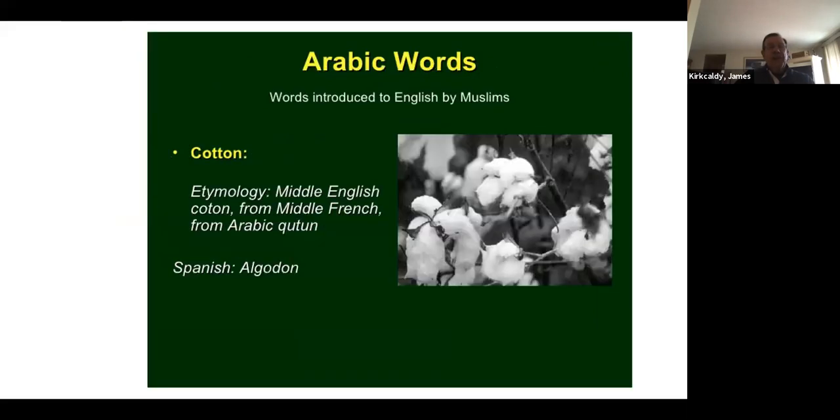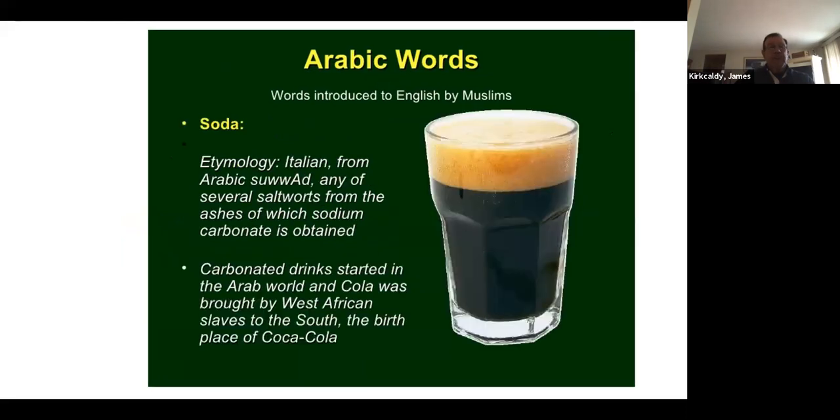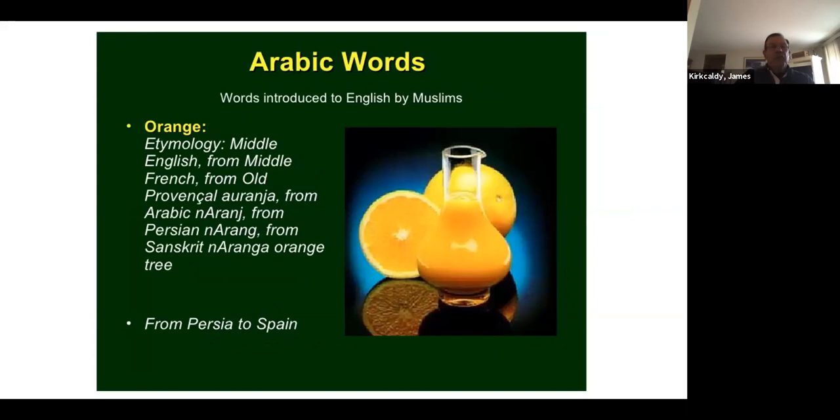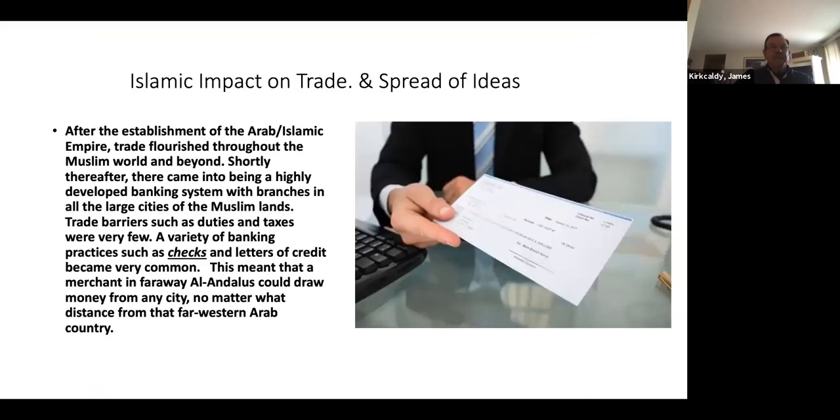Other Arab words, cotton. How about soda? Yeah, that's another Arab word for you. The carbonated drink started in the Arab world, and cola was brought by West African slaves to the South, the birthplace of Coca-Cola. Okay, so there's another example of world trade, the cola plant coming from Africa, and of course then the Muslims turned it into a drink. Here are some other words from the Middle East. See, I know you recognize this.